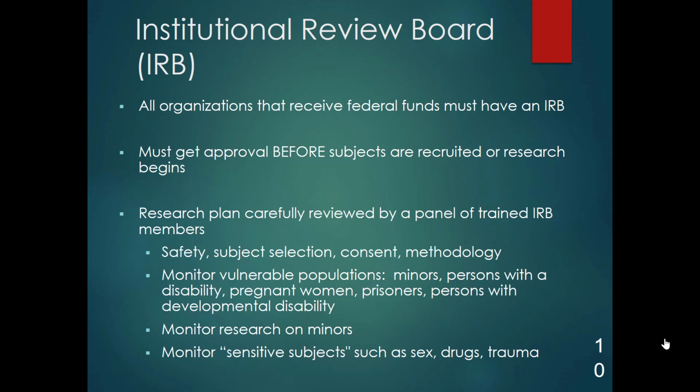If they approve our research, then we can go ahead and collect data. It must get approved before subjects are recruited or research begins. So the first thing to do would be to fill out the IRB and send it in to get approved before you can send out a survey to anyone or start the research project. Your research plan is carefully reviewed by the panel or committee members who are trained specifically for this. They look at the safety of the project, depending on what you're doing. They look at how you're going to select your participants. They look at your consent, making sure that everything required as a part of the consent is included.